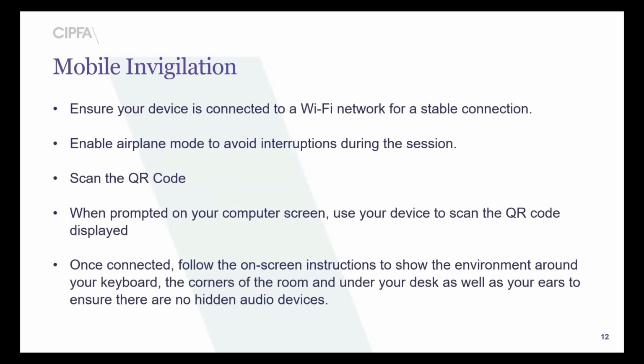So firstly, what you need to do is to make sure that your mobile is connected to a Wi-Fi network, enabling airplane mode. And then obviously to avoid interruptions during the session, you also need to switch off your notifications. You'll then be prompted to scan the QR code, and this will link your camera on your device to the exam platform. And then once you're connected, you follow the on-screen instructions. And this will be things like showing your environment around your keyboard, the corners of your room, under your desk, and also your ears, just to make sure there are no hidden audio devices being used.